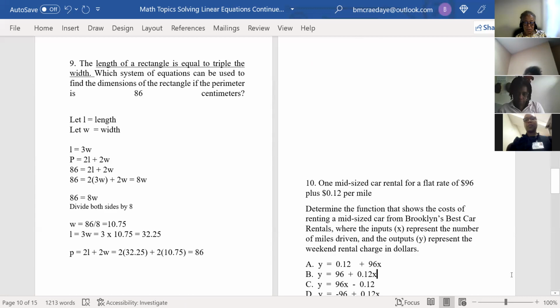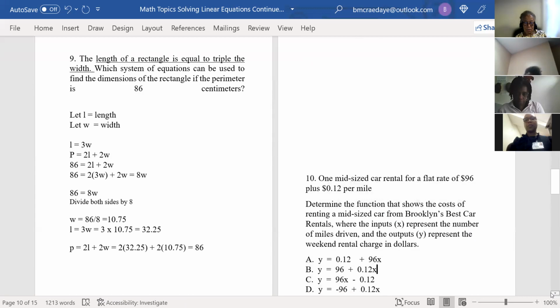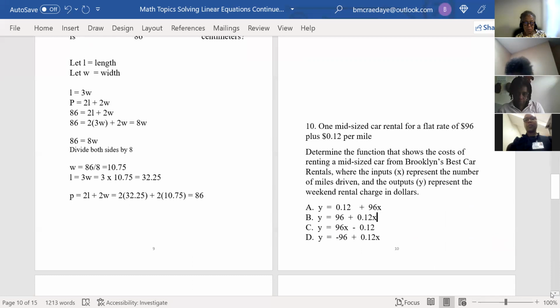Now this is $96 plus 0.12. Well, this is a slope intercept problem, right? So your fixed cost is what, Maureen? What's the fixed cost? It's $96. That's your fixed cost, right? And your variable is the 12 cents per mile. So your rate of change, which is your slope, is 0.12.